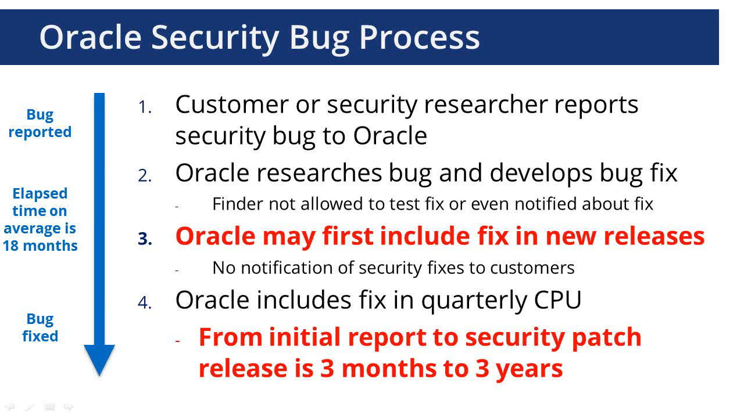One of the key points is when Oracle is actually developing the fix, they don't notify the person who found it of how they're fixing it or anything like that, and they don't actually allow that person to even test it. It's just all of a sudden a black hole. It gets reported to Oracle. Oracle says they're going to fix it. Then all of a sudden a fix pops out.